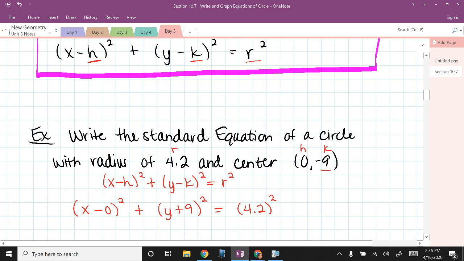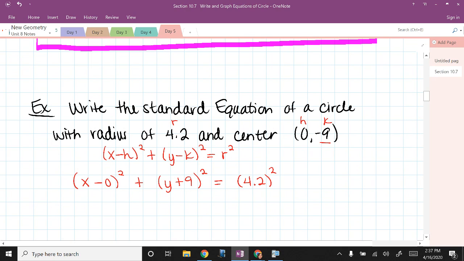My last step is to simplify everything. So X minus 0, isn't that just X? The more simplified version would be to keep that X squared plus (Y plus 9) squared, where we already changed the sign. If you want to show the minus and negative and change it to the plus there, that's fine. Then you take your 4.2, put that in the calculator and square it. 17.64. Don't round that, just leave it like the calculator says.